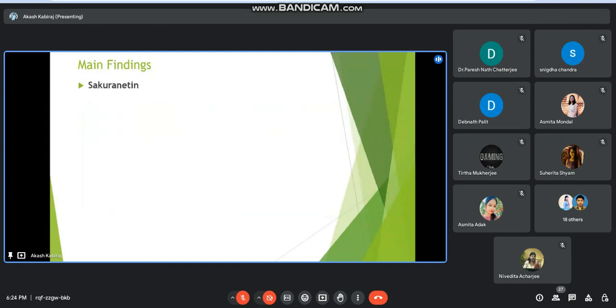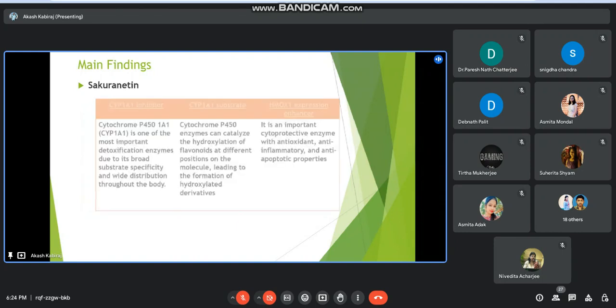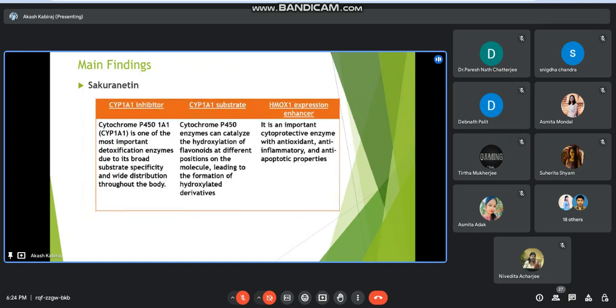The next one will be Sakuranetin. Sakuranetin is found in cherry blossom trees, rice plants, etc. The main findings which I am going to explain are CYP1A1 inhibitor, CYP1A1 substrate, and HMOX1 expression enhancer. The CYP1A1 is a cytochrome P450, one of the most important detoxification enzymes in our body. Inhibitor means it inhibits our detoxification mechanisms. The substrate part can catalyze the hydroxylation of the flavonoids, that is, at a position on the molecules.